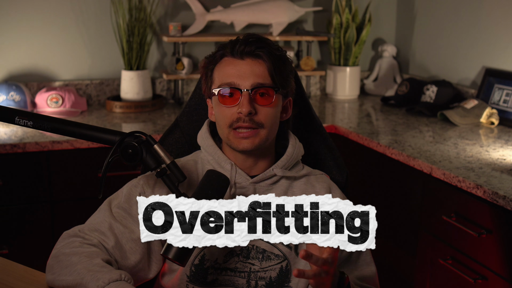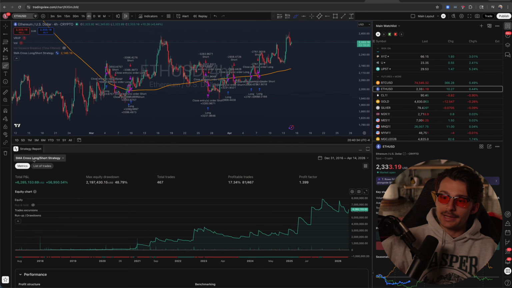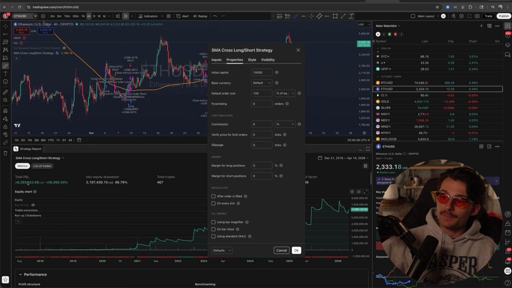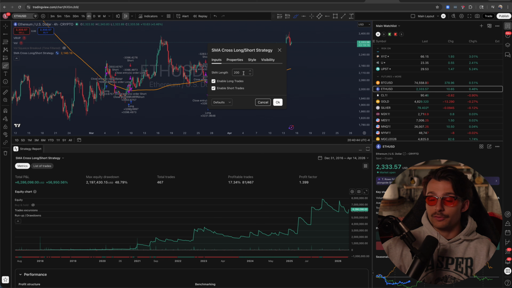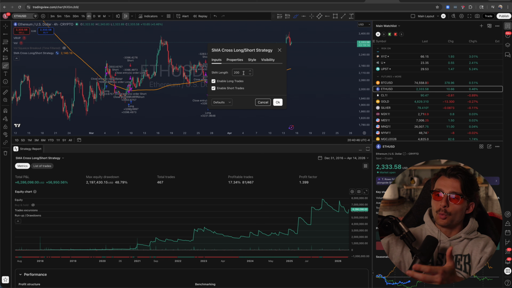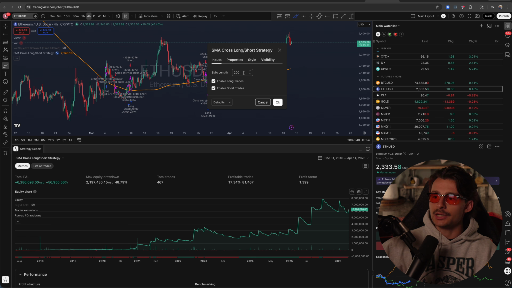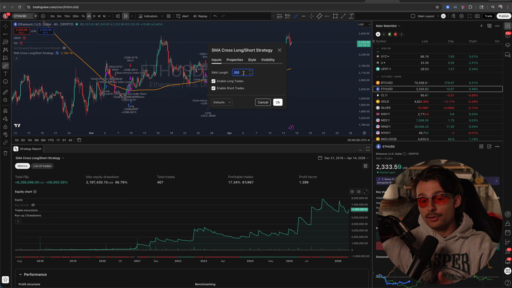What overfitting is essentially, you have dialed in the settings. Because when we're on TradingView, if I pull up this chart, I can go into the settings of my strategy and change my capital, I can change percent of equity to 100%, but would you actually trade that way? I don't know. I can change the inputs. For example, this is a very simple moving average strategy, and I can change that from 200 to 20 to 50.